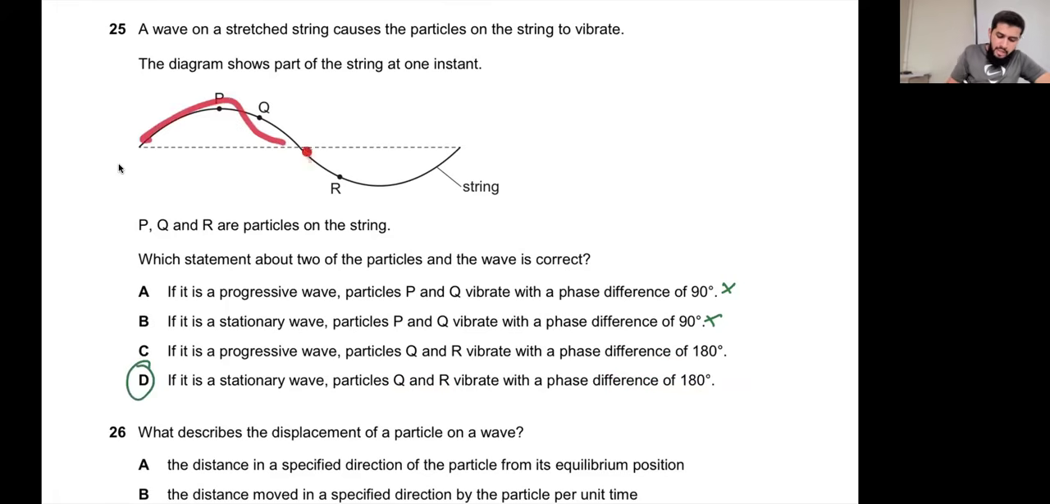Because this loop and this loop, these two loops are out of phase from each other. Which means any point on this part and any point here will be 180 degrees out of phase. And if it is 180 degrees out of phase, that means D is the correct answer.